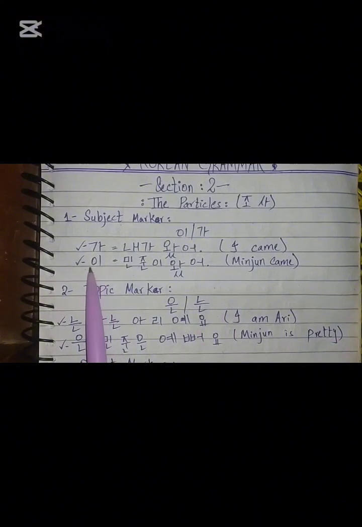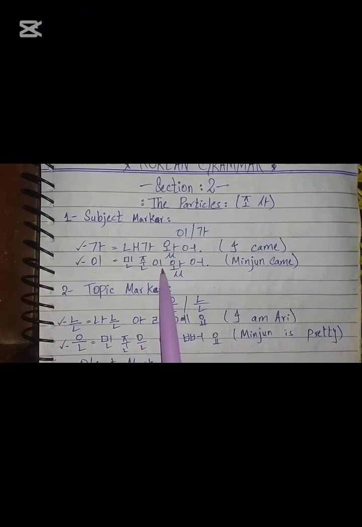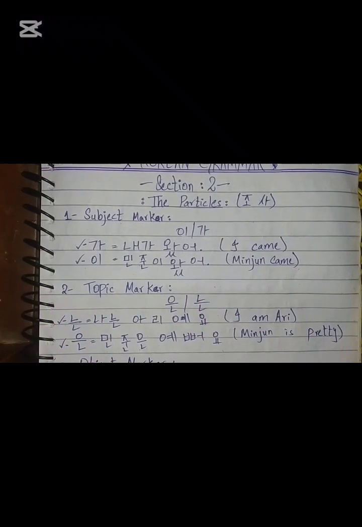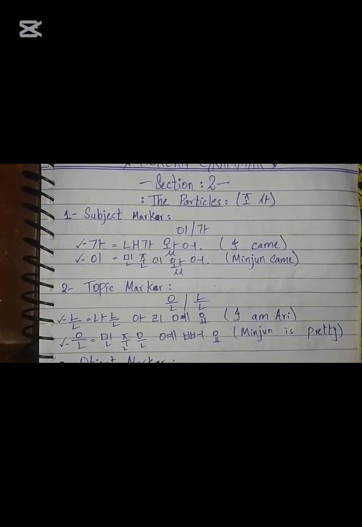Then we have 이, which is also a subject marker. Because the previous word was ending with a vowel, we used 가. Now let's see this one, it's 민준이. Minjun is ending with a consonant, that's why we're using 이. 민준이 왔어, Minjun came. I hope it will be clear to you guys. I've explained it earlier as well, and this was just a review of it.